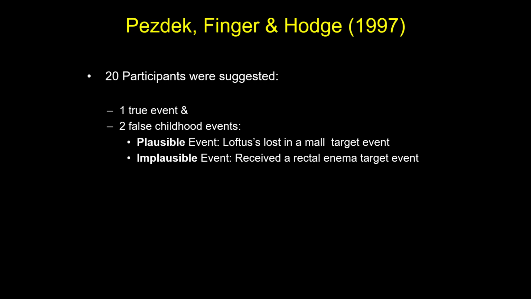conducted the study again, which is called a replication. But they had a couple of different conditions that the Loftus study didn't have. It had the plausible event, right, which is the replication part, but they also had an implausible event. So not only were participants in the study going to be asked whether they had been lost in a mall, they were also going to be asked whether in their childhood they had received a rectal enema, which is not as common and may seem implausible to people.